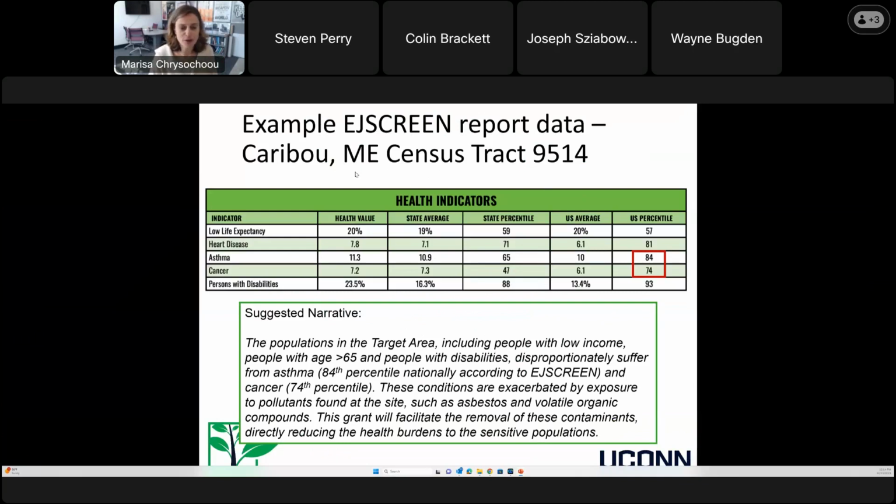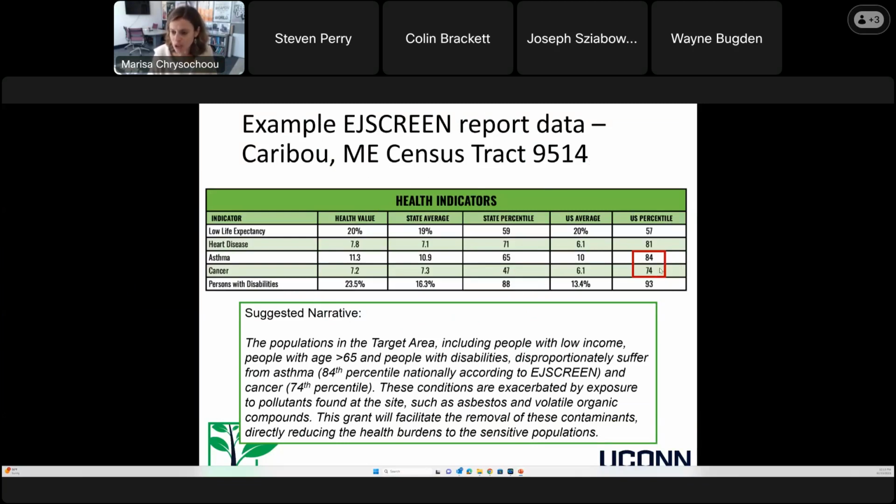So, two examples. First one, Caribou. We determined that our target area was census tract 9514. We are looking at the health indicators. And we can see here, we want to look first at the national percentiles. So for asthma and for cancer, we see that the asthma is at the 84th percentile and cancer is at the 74th percentile.